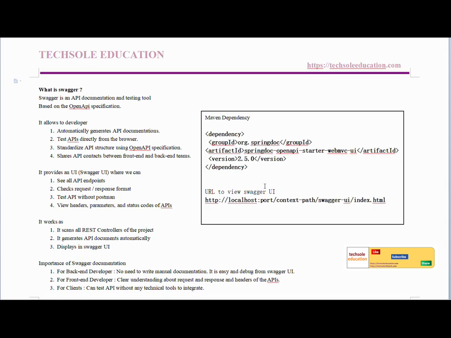I'm assuming that you already have knowledge about how to create APIs. I'm just implementing this dependency and will show you the URL and how you can test your APIs from your controller, from Swagger. So let's get started with our project.